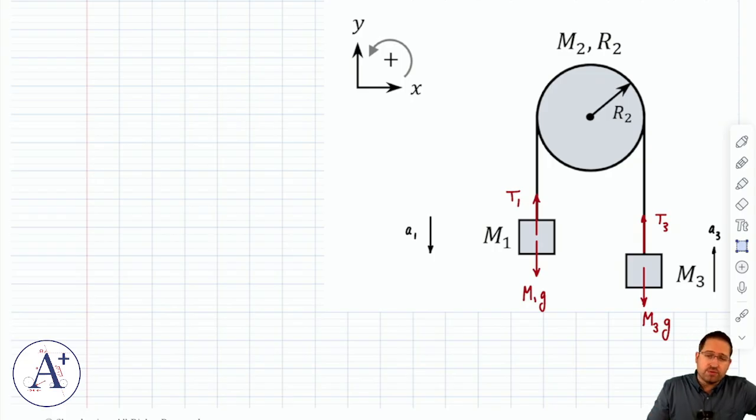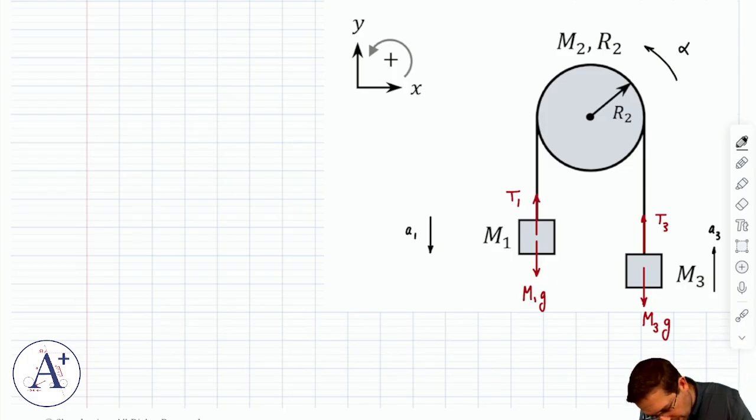But if whoever's grading you is the one being picky, then we should probably humor them and not draw acceleration. But I find it very helpful. You can draw it and erase it later, maybe. But I find it very helpful to keep in mind, okay, M1 accelerates down, M3 accelerates up. It's going to matter when I write Newton's second law. Okay, but for that matter, M2 is going to accelerate counterclockwise. Okay, so alpha is going to be counterclockwise for M2.